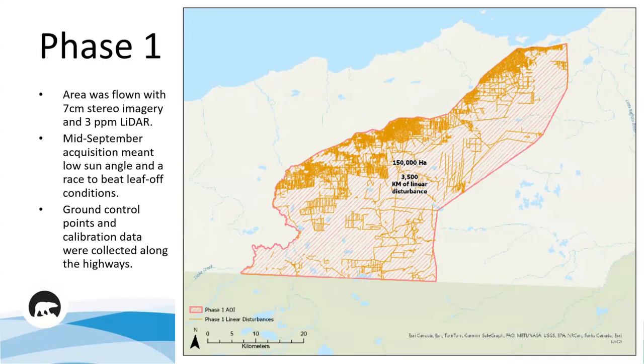There was a field campaign just after the aerial data acquisition. The contractor went out and collected ground calibration points and calibration data to assist the photo interpreters with the interpretation process. There are 2 highways that run through here. They're not showing up on this map. The northern edge basically follows a highway, and there's a highway running through the center of it. So that was the road access we had.